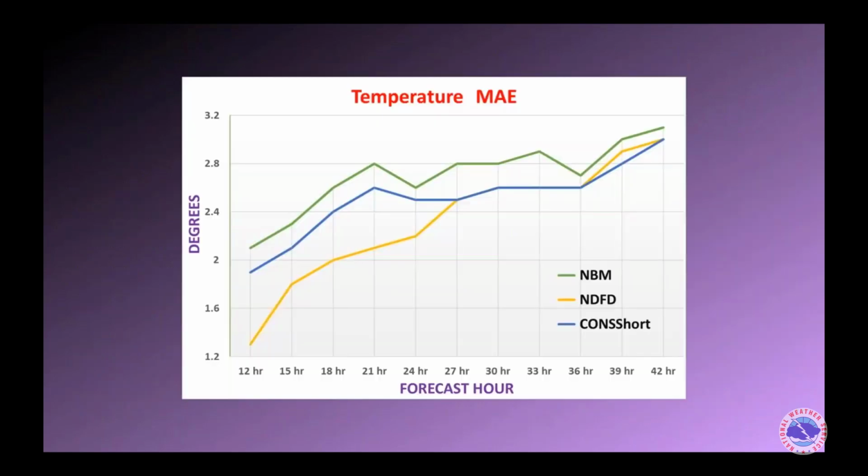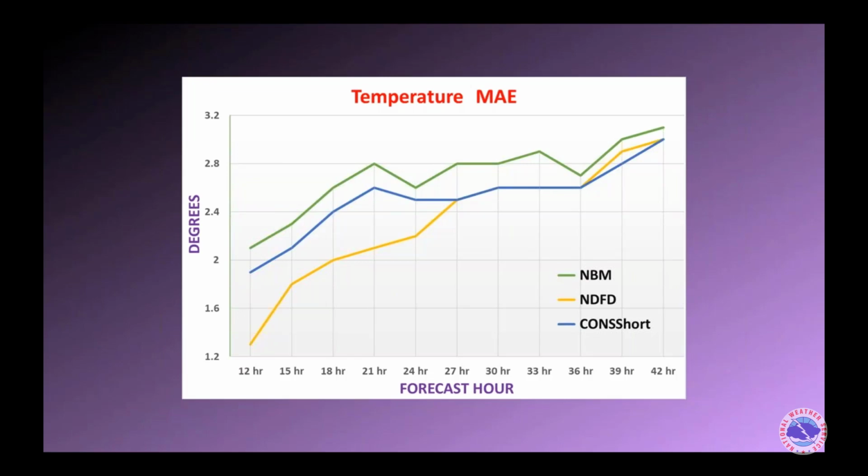So to start off with a near-term verification, we'll go through each element. This is hourly temperature. NBM for all these images are going to be in green. Yellow is NDFD, and blue is conshort. And you can see right off the bat that forecasters are adding value.